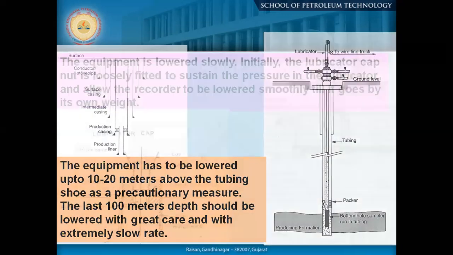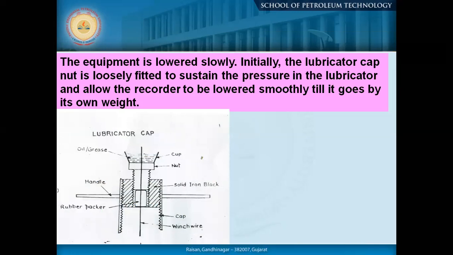Then you open all the valves. Slowly you open the nut so that the wire can go through. Otherwise, if the nut is tight, the rubber packer will hold the wire very tightly. That's why you lower down slowly. So, got the arrangement of how you do it?